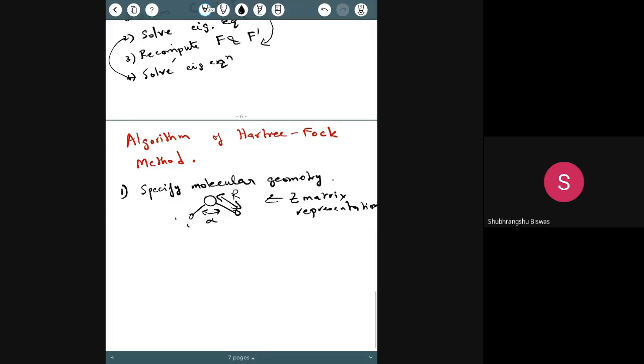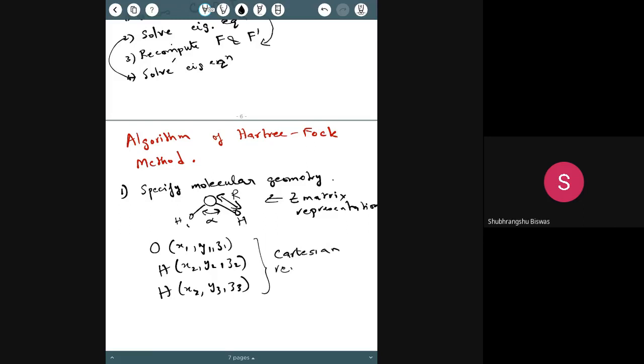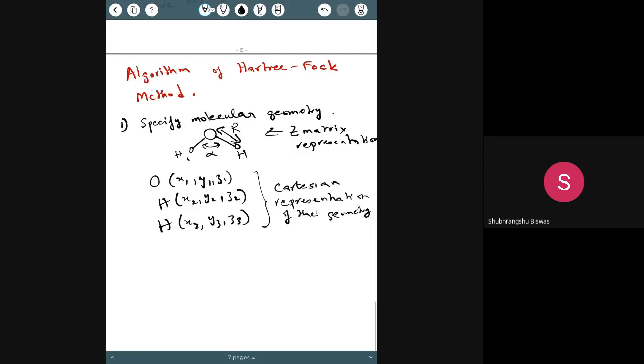You can also specify the Cartesian coordinates for every atom involved. This is called the Cartesian representation of the geometry. Okay. So this is the first step.